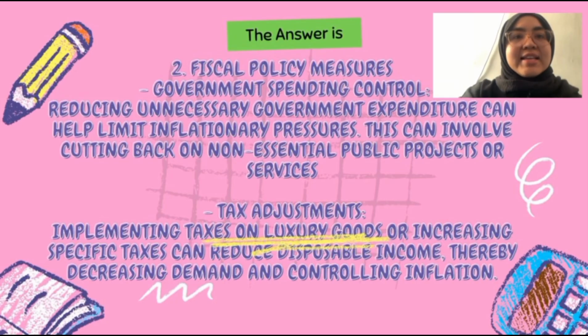Okay, third, supply side intervention, enhancing production capacity. Investing in infrastructure and technology can boost production efficiency, leading to increased supply and potentially lower prices. Supporting key industries, providing support to sectors facing production cost increases.